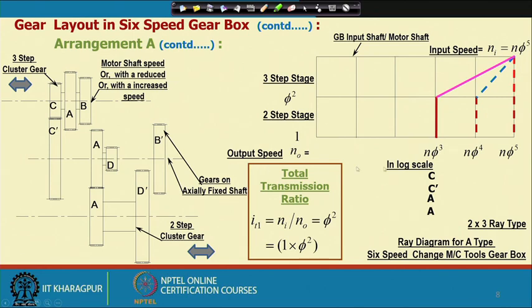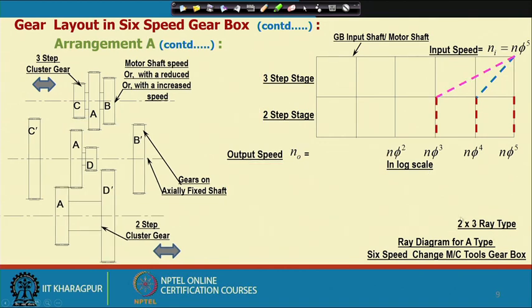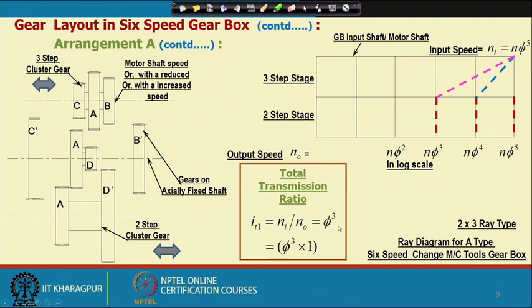So, these gear connections are shown, the ray diagram is shown, and clearly we find Z C dash by Z C is equal to phi square, Z A by Z A is equal to 1. Now, we shall go for the next step, for which we are looking for n phi square as output, and in that case the transmission ratio is again phi cube, and here it is. So, we are looking into these two available transmission ratios.